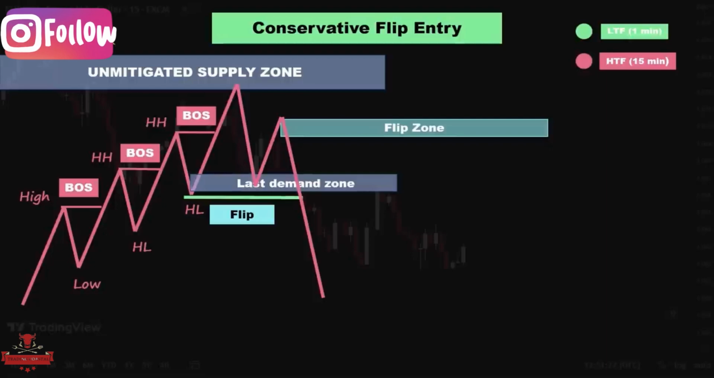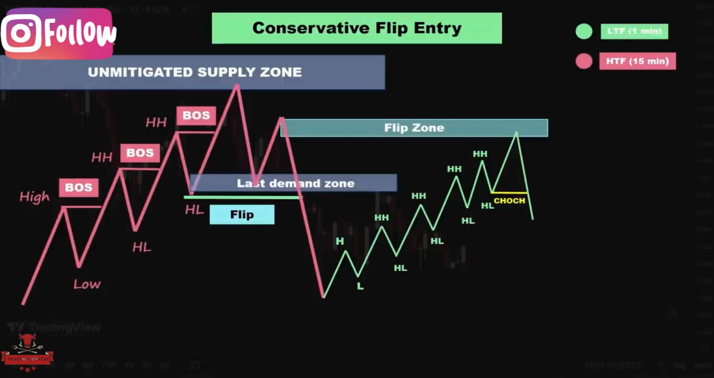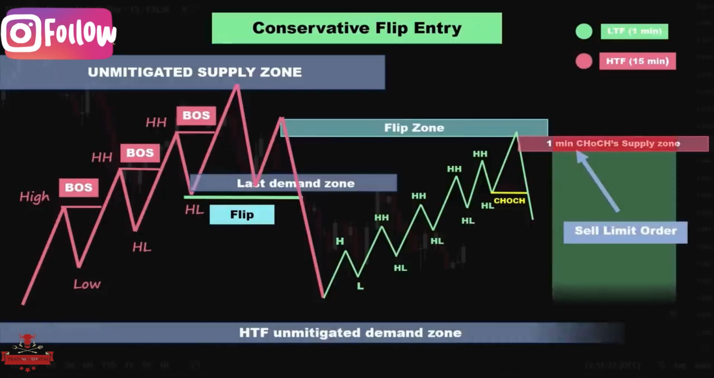Then, we should zoom into the lower time frame. Wait for price to return to the flip zone and show us a major change of character. After creating a valid change of character, next we should highlight the order block created by Choch's wave on the lower time frame. In the following, we should place our sell limit order at the lowest point of the zone, with a stop loss a couple of pip above the zone's highest point.